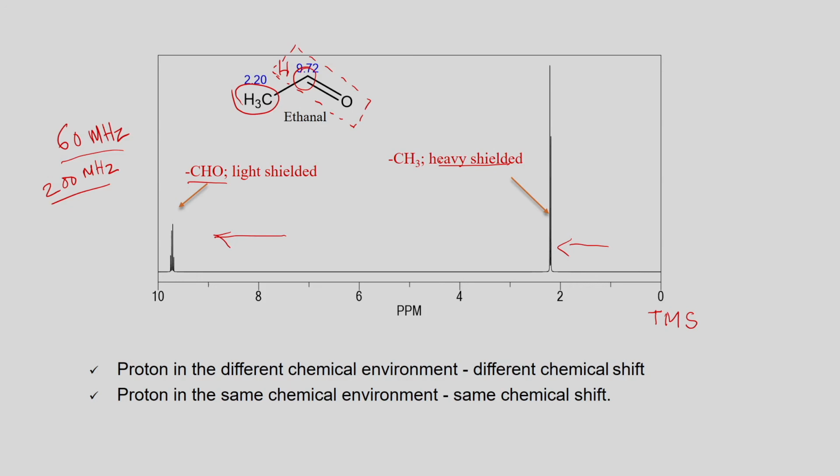So, this is what you see: different atoms lying in different chemical environments. Protons in the same chemical environment will obviously have the same chemical shift. So, if this is an aldehyde group, for example, it will show more or less near 9.72, something like that. That is what it implies.